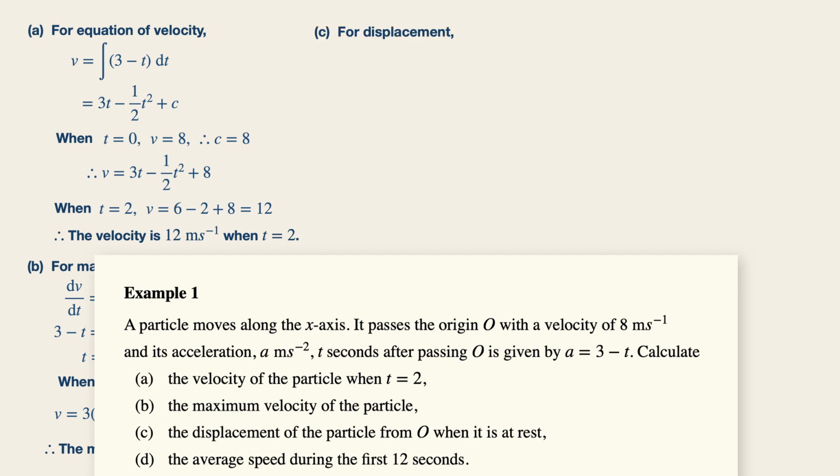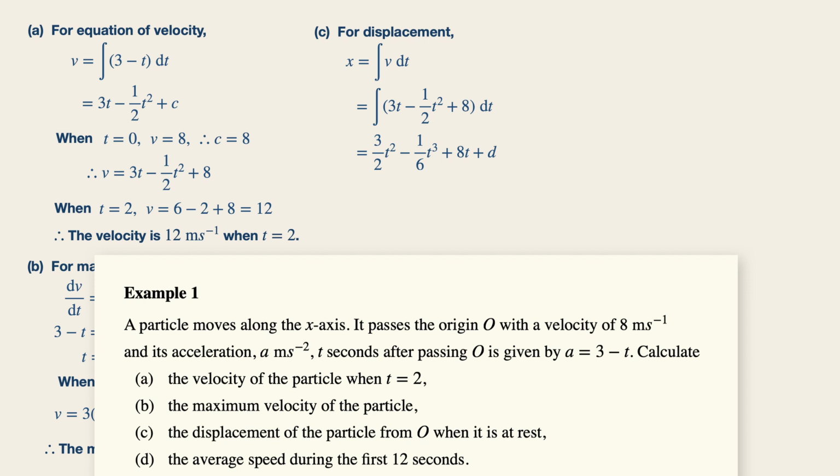Alright, so displacement will be given by x meters from O, and this will be x equals the integral of v with respect to t, and this will be 3t minus half t squared plus 8 with respect to t. And by integrating, we will have 3/2 t squared minus 1/6 t cubed plus 8t plus d. Now d is also an arbitrary constant because this is an indefinite integral.